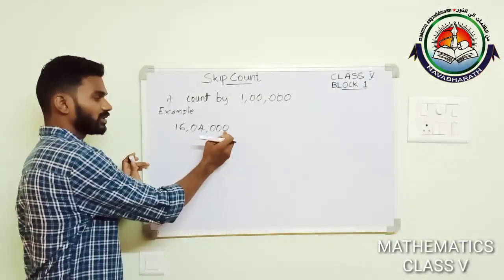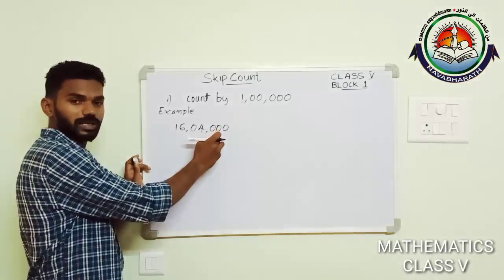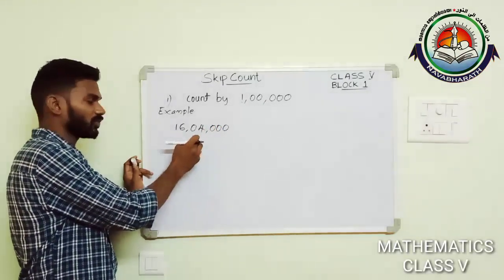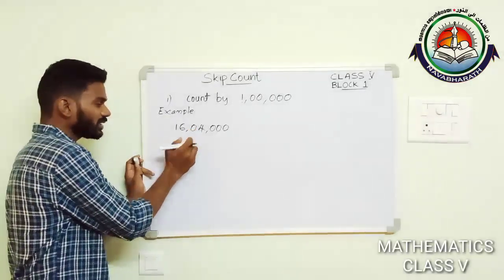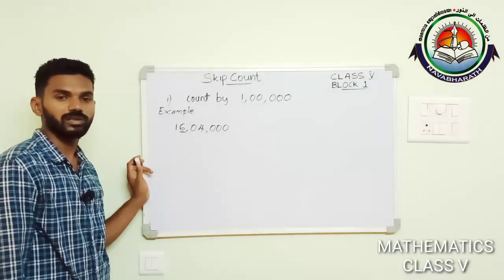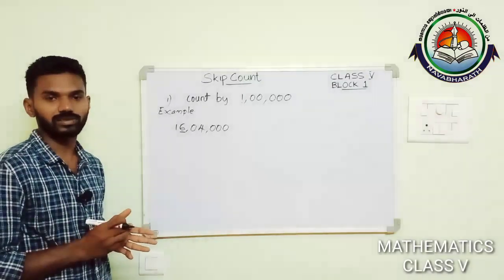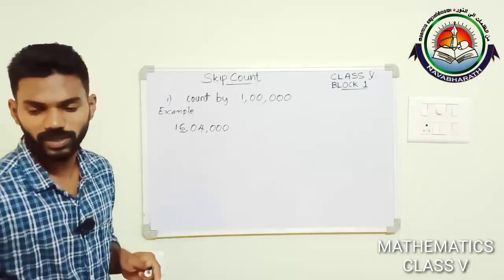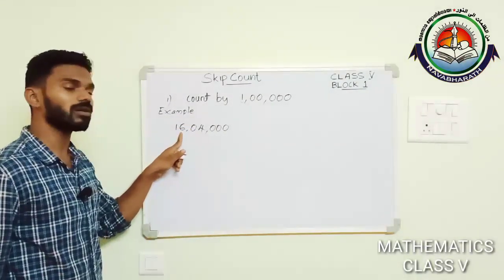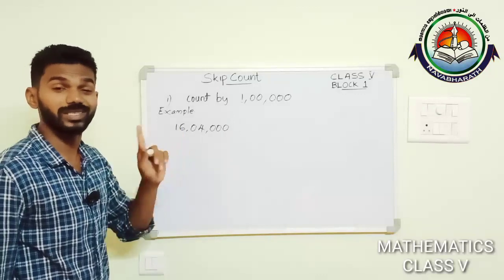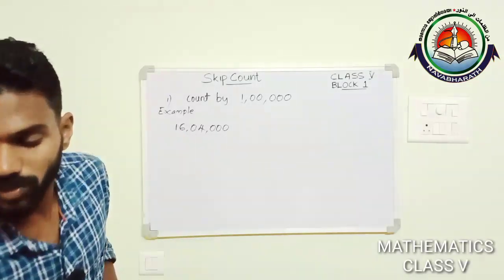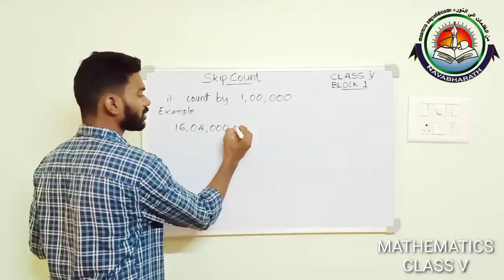Just check it. This is ones place, this is tens place, this is hundreds place, thousands place, 10,000s place, and here comes the lakhs place, and there is a digit 6. So to have a skip count by lakh, you have to change only this digit 6, which is at the lakhs place. So what would be the next number?